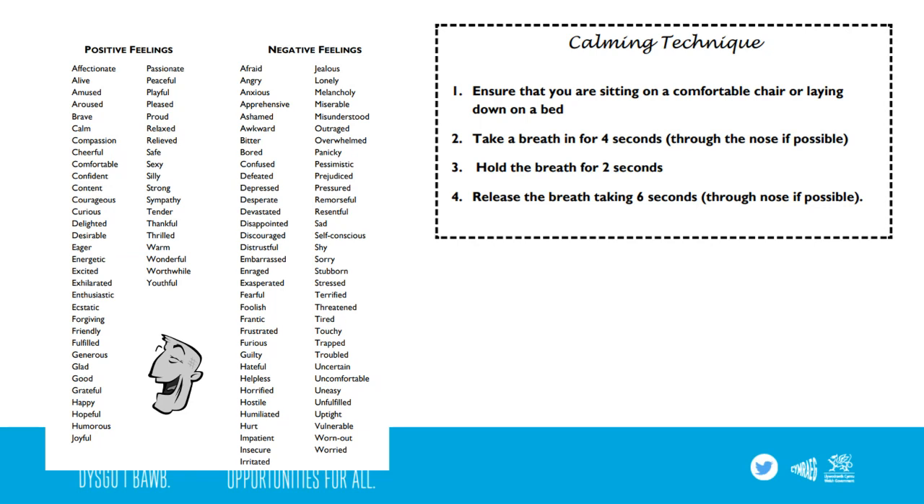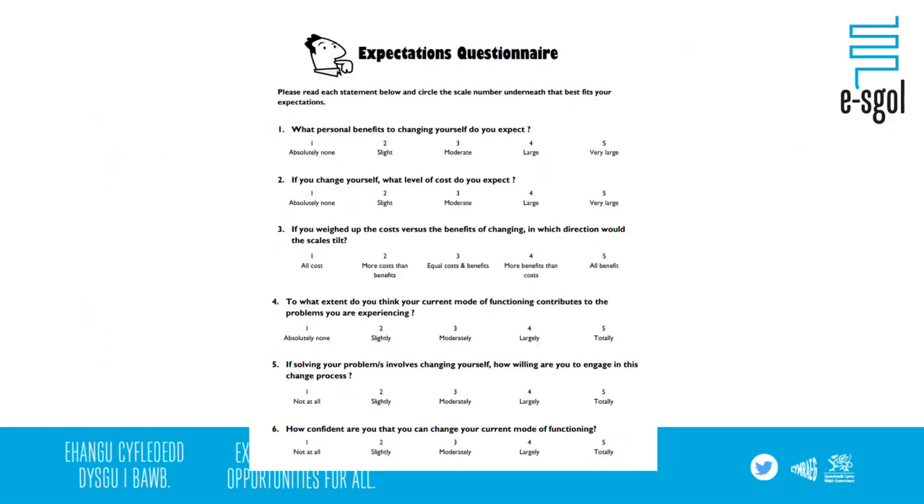Take a breath in for 4 seconds, hold it, and then breathe out for 6 seconds. So the homeworks are a combination of actual tasks for you to do or things that you can write down, and then different types of questionnaires. So what personal benefits to changing yourself do you expect? To what extent do you think your current mode of functioning contributes to the problems you are experiencing? And then we've got a Likert scale.